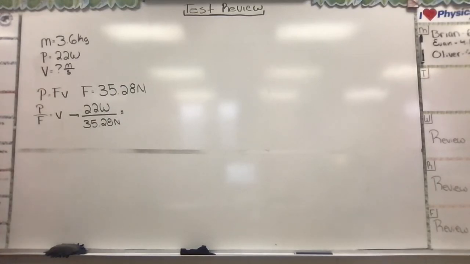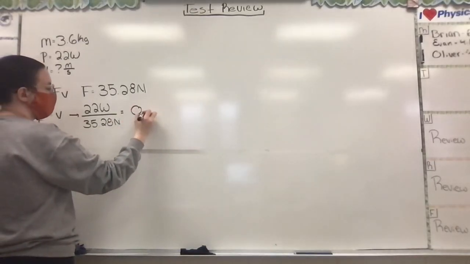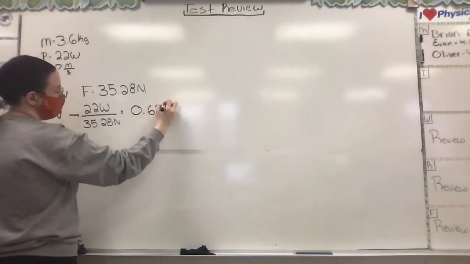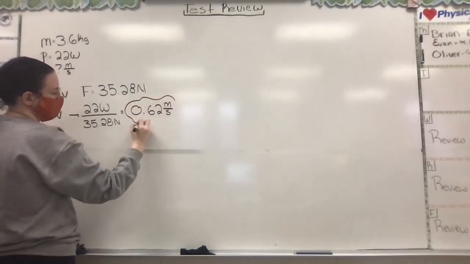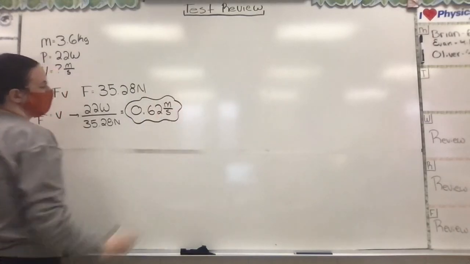Okay, I've heard one answer, but I want to wait to let other people catch up. Were you at 35 from doing mass times g? I got 26. Okay, that's what everybody has said. What are the units? Meters per second. Okay, that was part A.